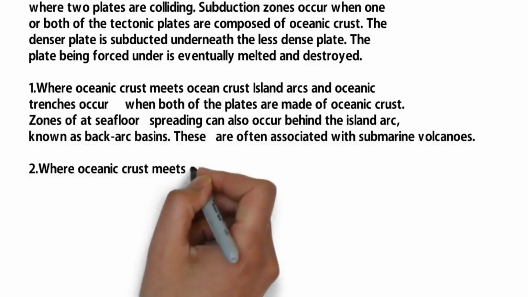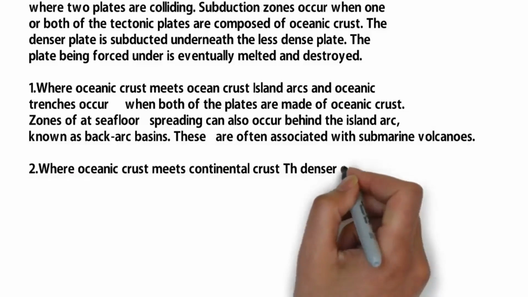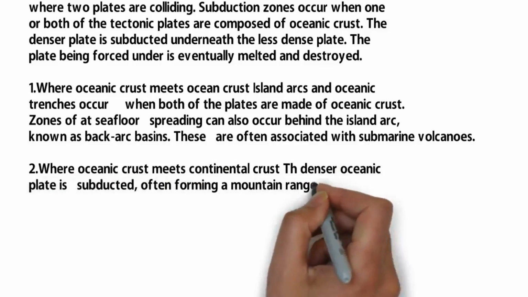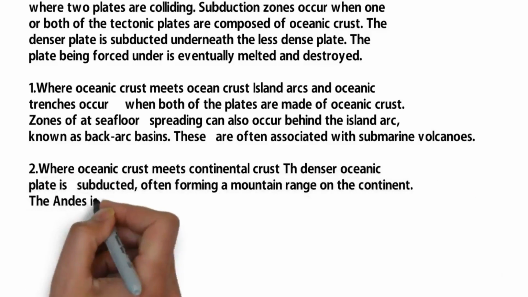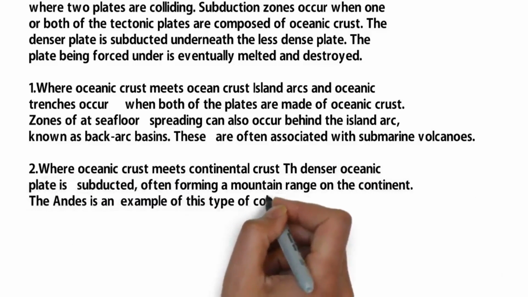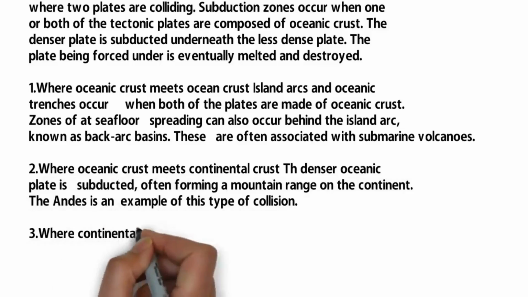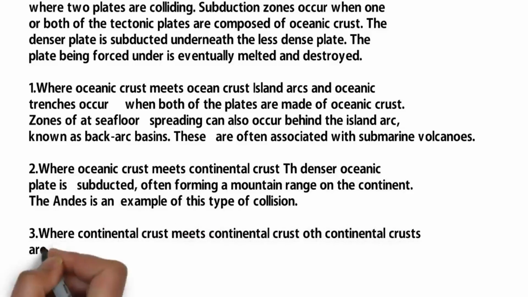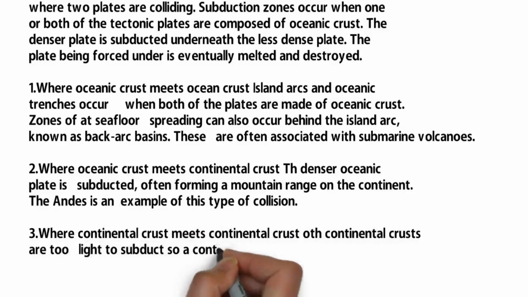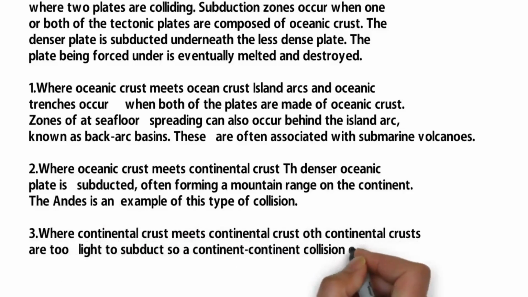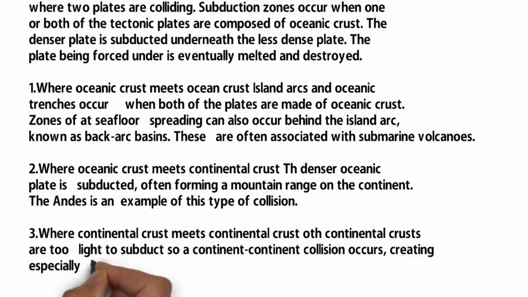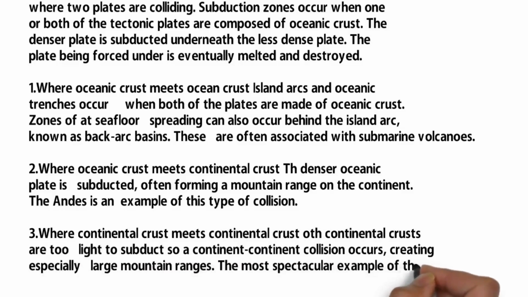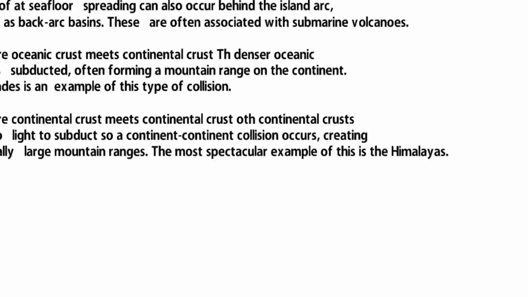2. Where oceanic crust meets continental crust. The denser oceanic plate is subducted, often forming a mountain range on a continent. The Andes is an example of this type of collision. 3. Where continental crust meets continental crust. Both continental crusts are too light to subduct, so a continent-continent collision occurs, creating especially large mountain ranges. The most spectacular example of this is the Himalayas.